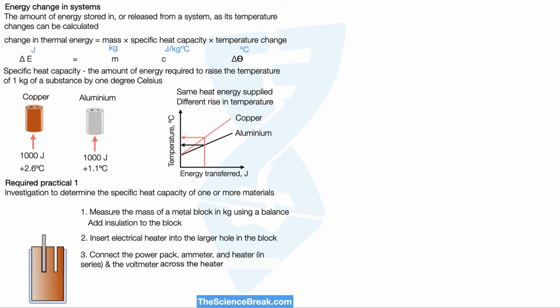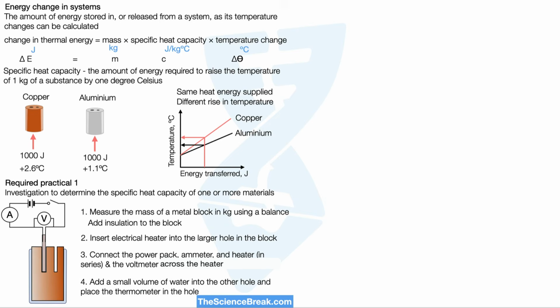We would then connect the power pack, ammeter and heater in series and the voltmeter in parallel, this is how that should look. We have the ammeter in series, in other words, in the path of the electric current, and we have the voltmeter across the heater, as shown in the diagram. You must get those the right way around to get the mark in the exam.